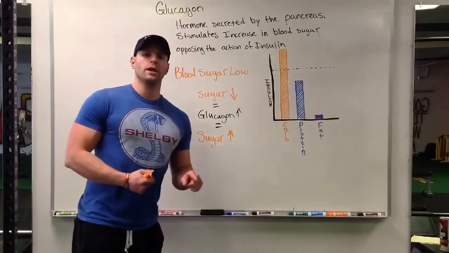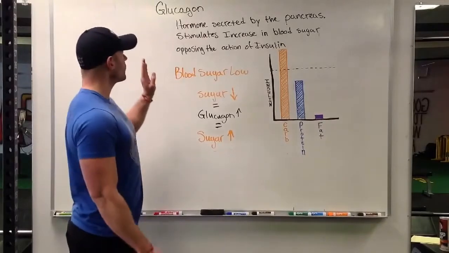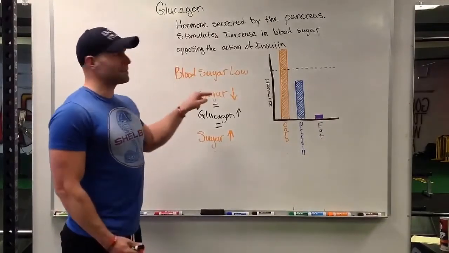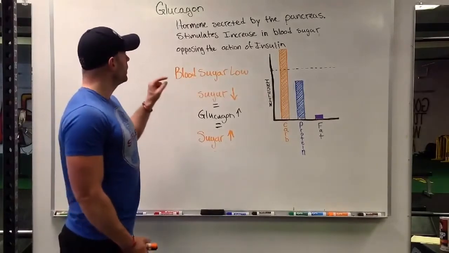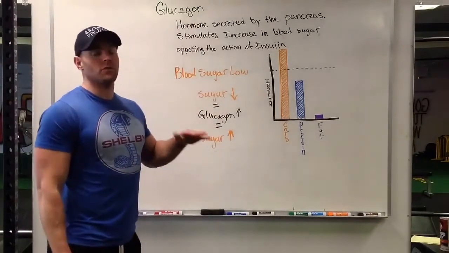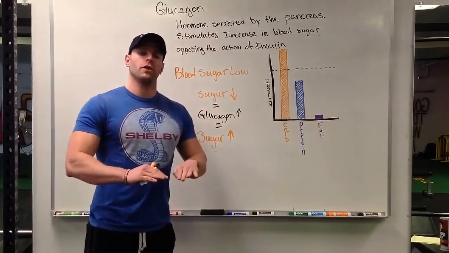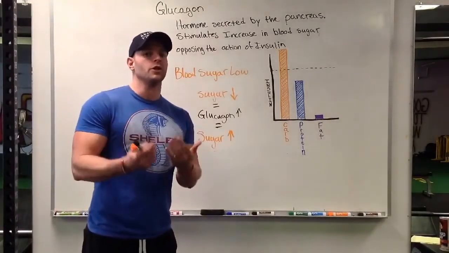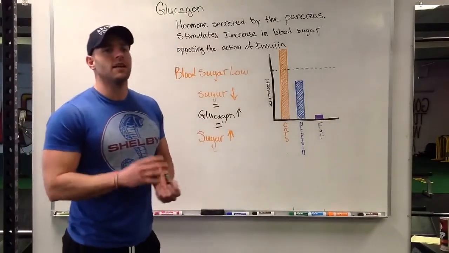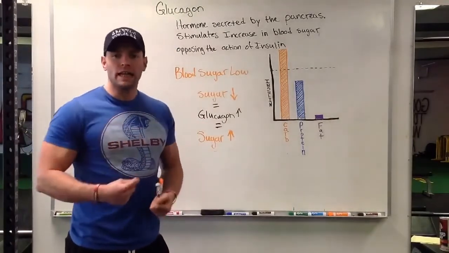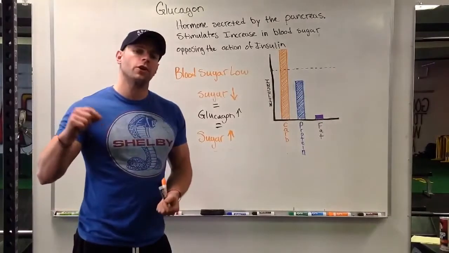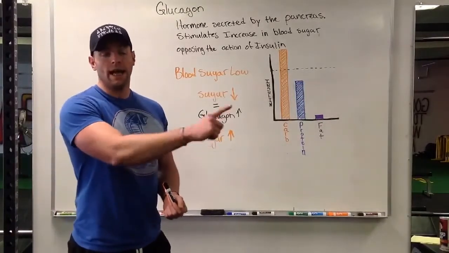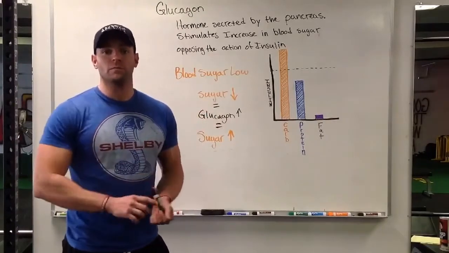The next hormone we're going to talk about is glucagon. And glucagon is a hormone that's also secreted by the pancreas that stimulates the increase in blood sugar, opposing the action of insulin. So we already know that insulin lowers blood sugar, and now we're going to figure out that glucagon raises blood sugar. And it does this through a process of breaking down glycogen in the liver, which is a longer chain of sugars, and turning that glycogen into glucose, which can then go into the blood and go into the muscles to be used as fuel.